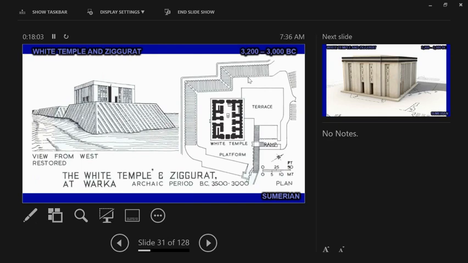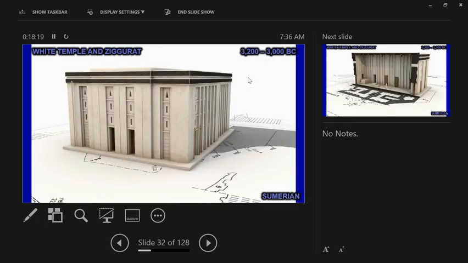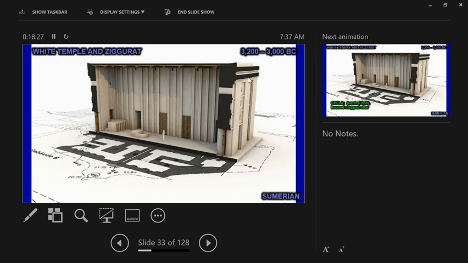Okay, so we're going to take a look at this white temple and ziggurat. Here is an illustration of what it would have looked like. This is one of the first ziggurats that they found. And then this is the white temple that is above. It's quite a simple temple. So if you look inside, there is an altar area, and this gives you a sense of how large it was. You can see the figure right there.